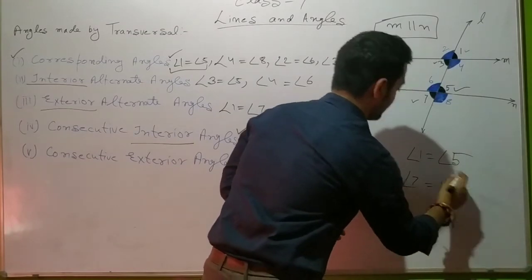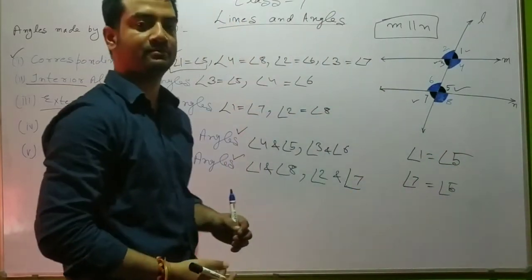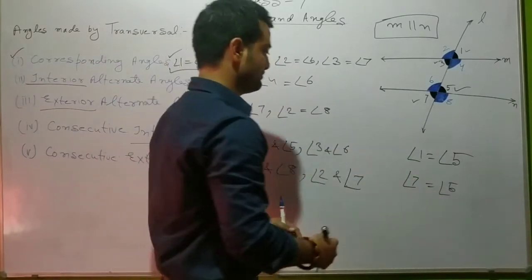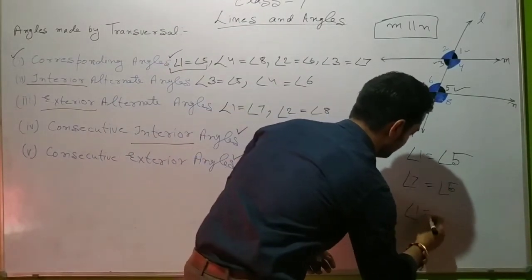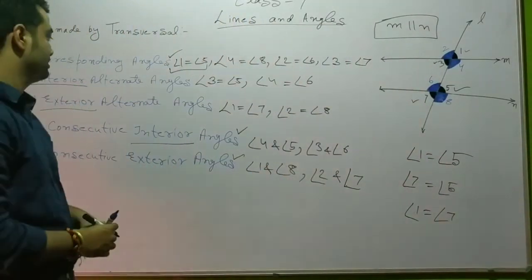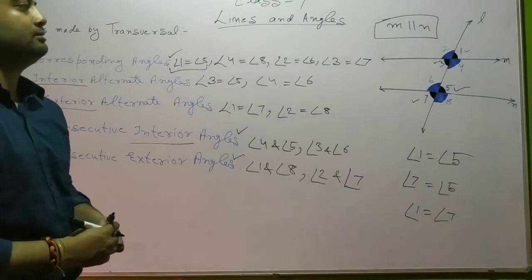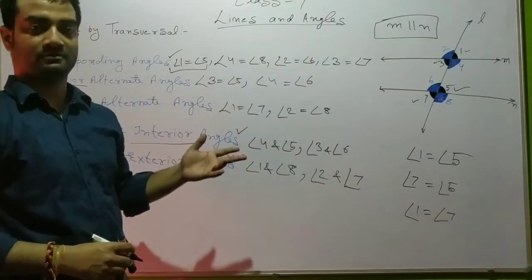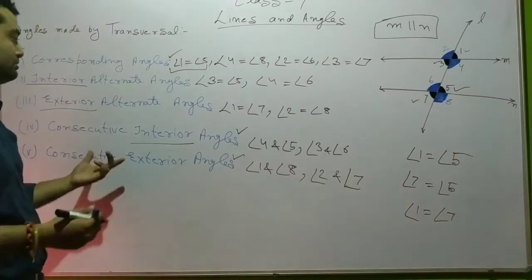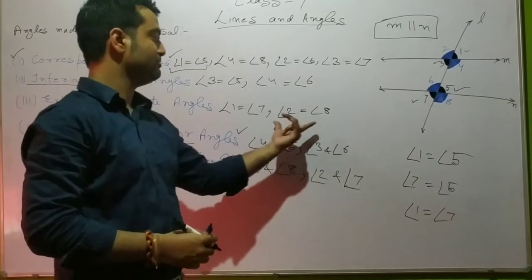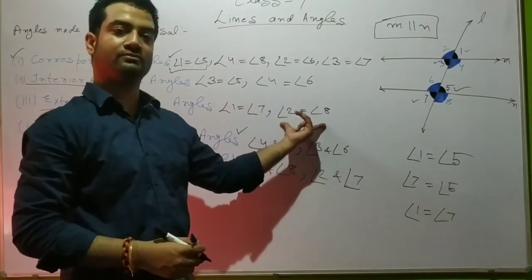So, angle 1 is equal to angle 5. Angle 7 is also equal to angle 5. In that case, angle 1 will be equal to angle 7. So, when a transversal intersects a pair of lines which are parallel, then exterior alternate angles are equal. In the same way we can prove angle 2 is equal to angle 8.